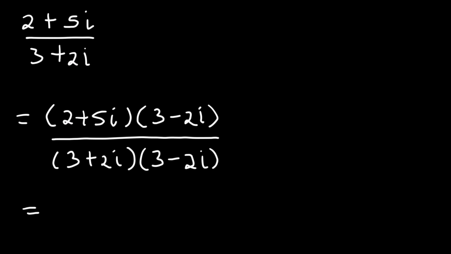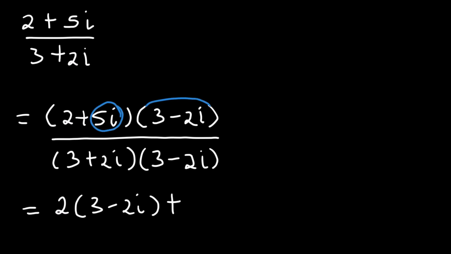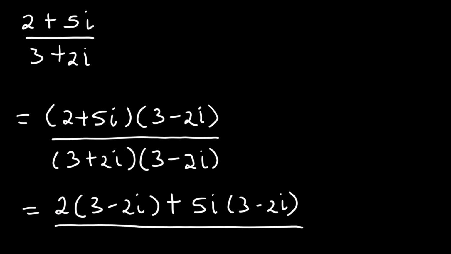So this will be equal to, if we expand the numerator, we shall have 2 times the second bracket, which is 3 minus 2i, and then plus. Now we shall have 5i times the second bracket. So this will be 5i times 3 minus 2i. And this will be divided by, we shall do the same thing for the denominator. So we shall have 3 times 3 minus 2i, and then plus 2i times 3 minus 2i.